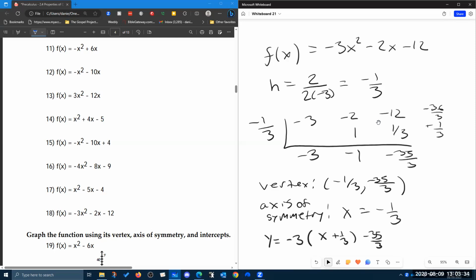We're going to come back next time and do some graphing by finding some key points on the graph. We're going to find the vertex, the intercepts, and the axis of symmetry. And we're going to use those things to help us graph some functions.